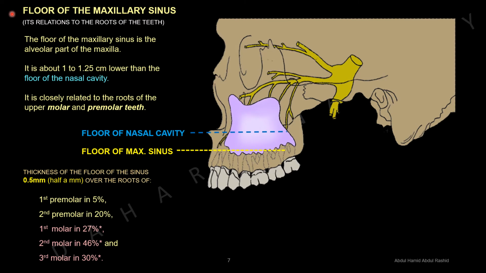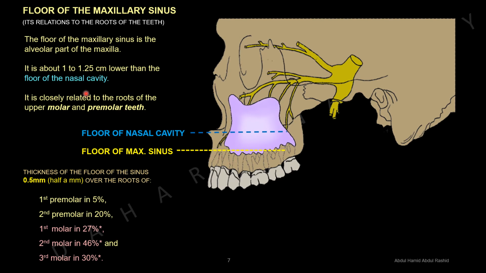Floor of the maxillary sinus. Let's see the diagram. This is the left lateral view of the skull with the maxillary sinus. This is anterior. This is the floor of the maxillary sinus. The floor of the maxillary sinus is formed by the alveolar part of the maxilla. Below that, we have the roots of the molar and premolar teeth.